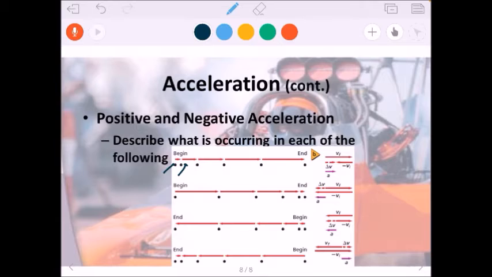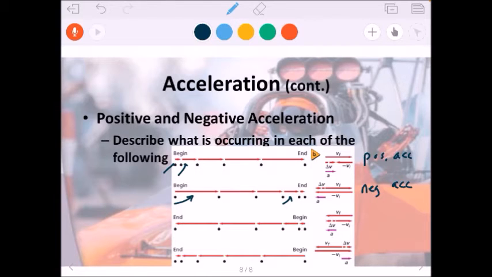So in this first scenario, we would have what we call positive acceleration. In the second scenario, we begin with longer velocity vectors, and we end up getting shorter and shorter velocity vectors. So this would be a negative acceleration. Oftentimes we refer to that as deceleration.